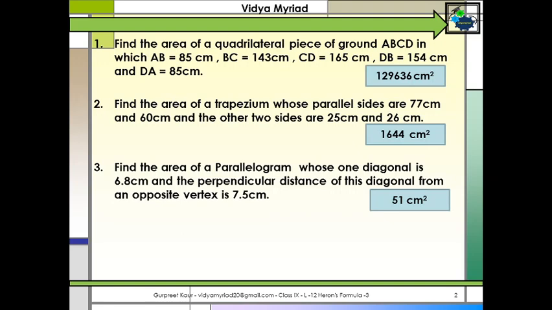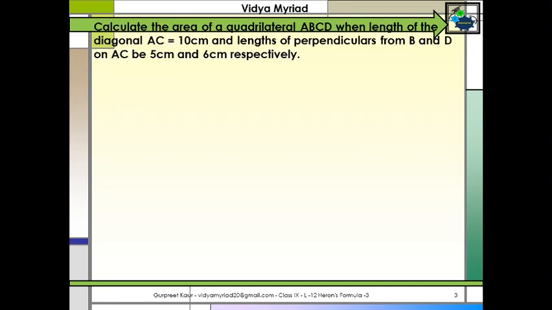Now I have given 3 questions along with the answers. Please try doing it, and if you face any trouble or any problem in finding out the answers, you can let me know in the comment section. I will try to help you. Let's begin with this question.